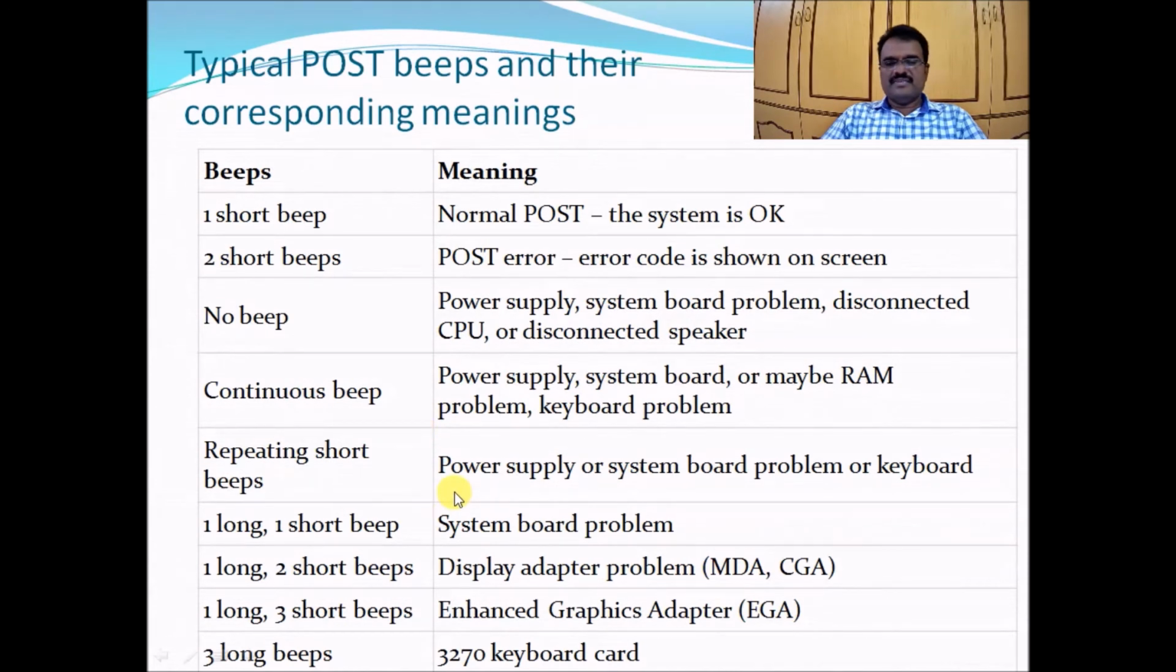Repeating short beeps means a power supply, system board, or keyboard problem. One long beep and one short beep indicates a system board problem. One long and two short beeps: display adapter problem, such as MDA, CGA, or VGA. One long and three short beeps: enhanced graphics adapter problem. Three long beeps: 3270 keyboard card problem. So these are some of the typical error messages in the form of beep codes displayed by the POST.